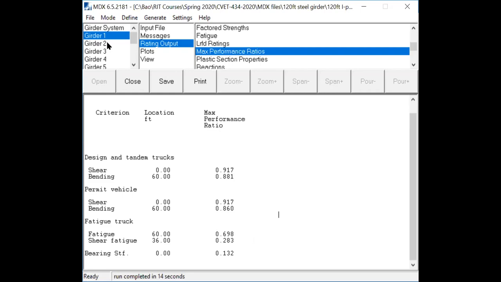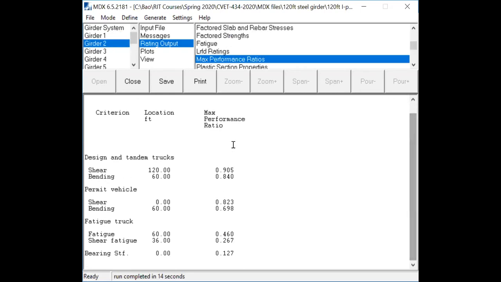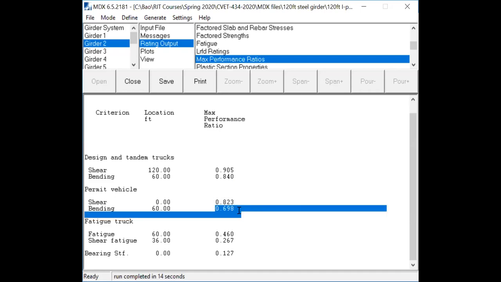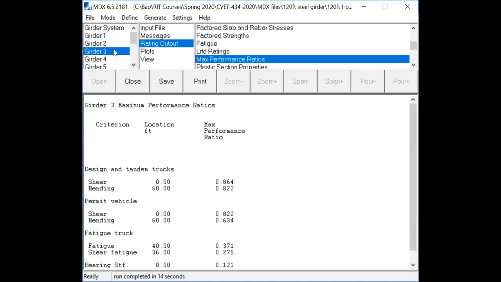Let's take a look at girder 2 maximum performance ratio. For girder 2, we have the shear maximum is 0.905, and the bending is 0.840. Okay, and for permit vehicle, the shear is 0.823, and bending is 0.698. Okay, and just to check the remaining girders.